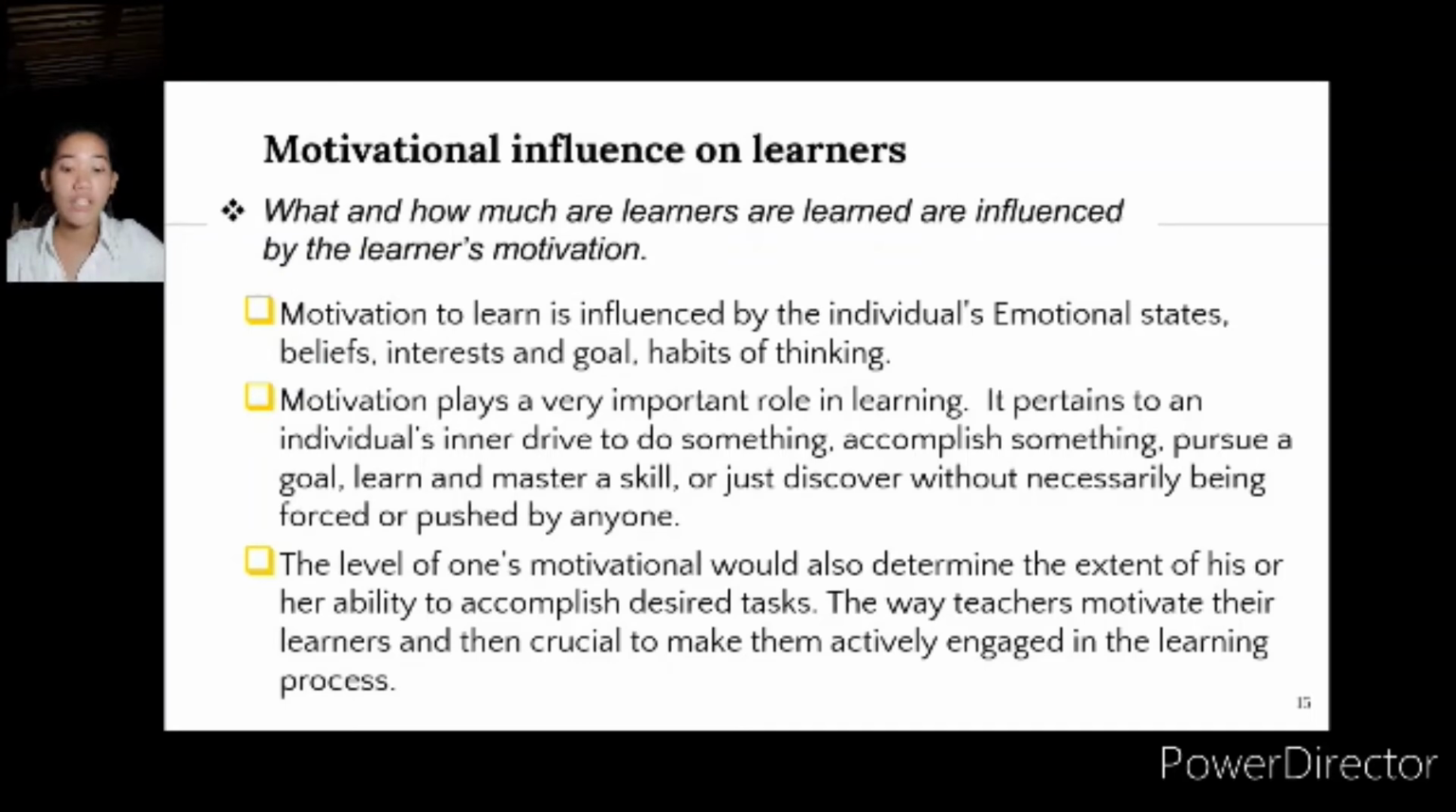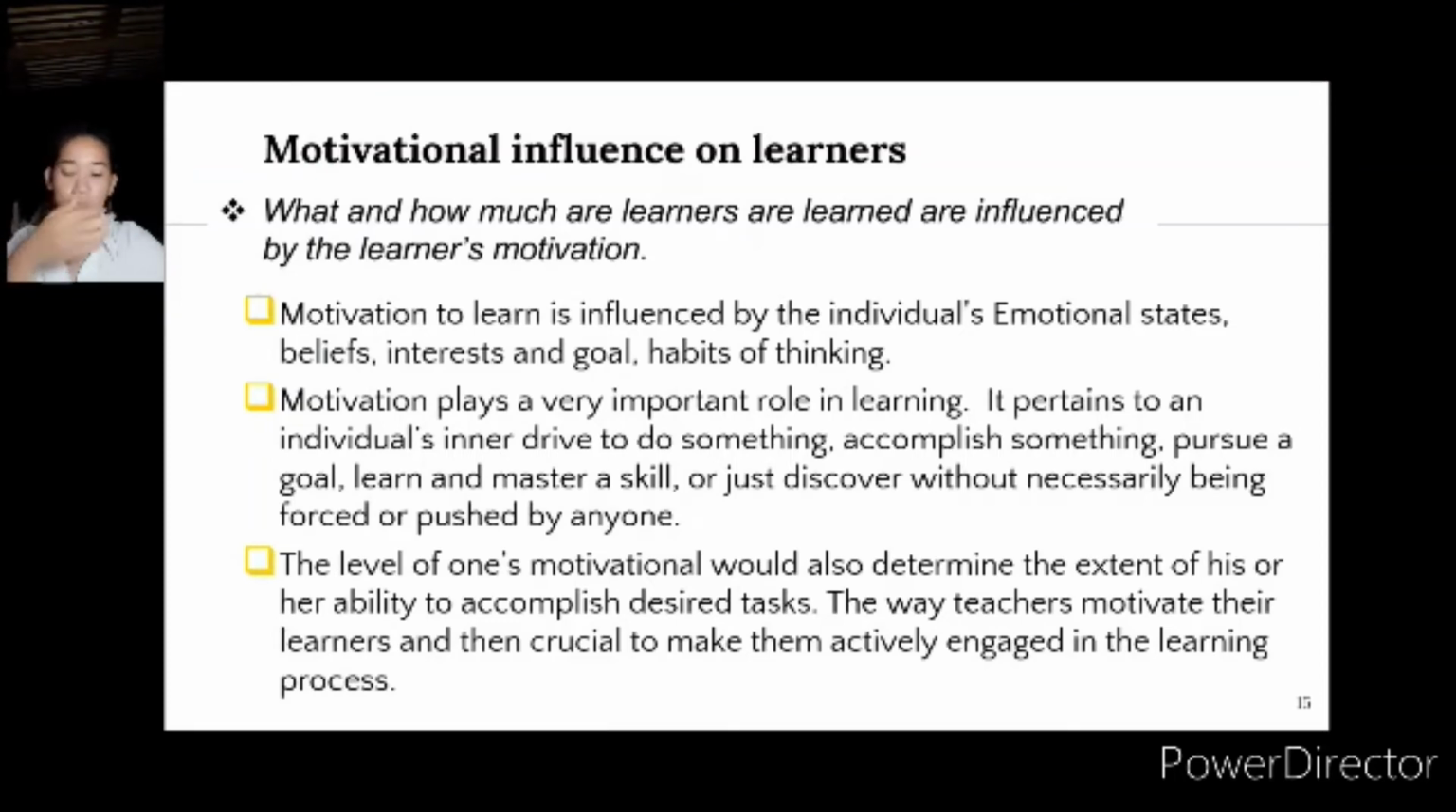It pertains to an individual's inner drive to do something or accomplish something, pursue a goal, learn and master a skill, or just discover without necessarily being forced or pushed by anyone. The level of one's motivation would always determine the end result of his or her ability to accomplish a desired task. The way teachers motivate their learners is crucial to make them actively engaged in the learning process.